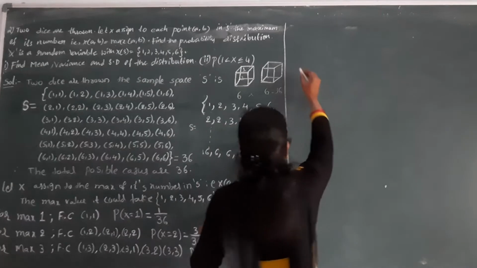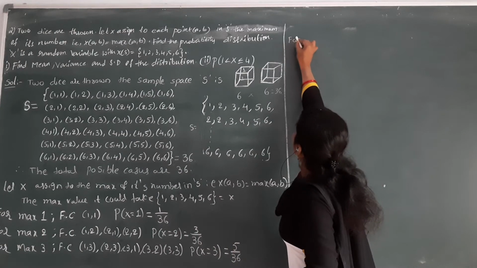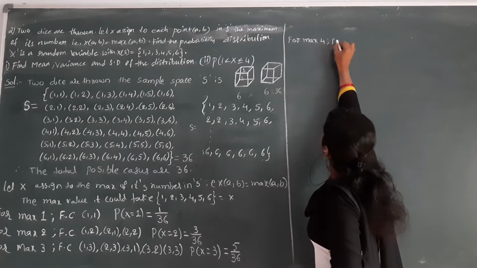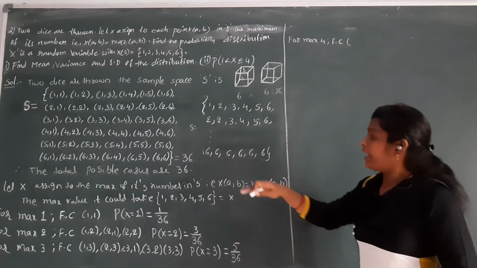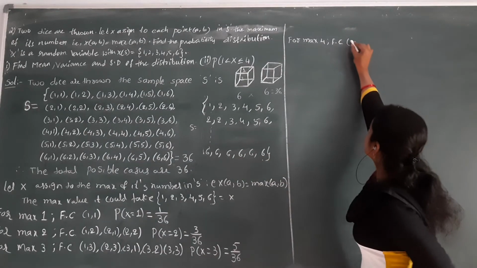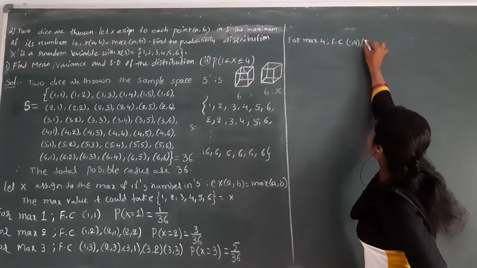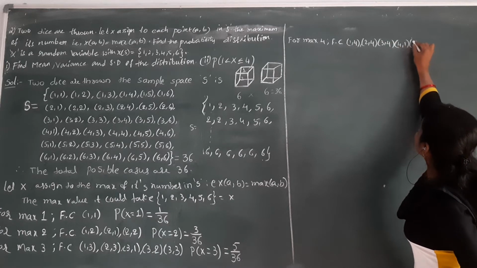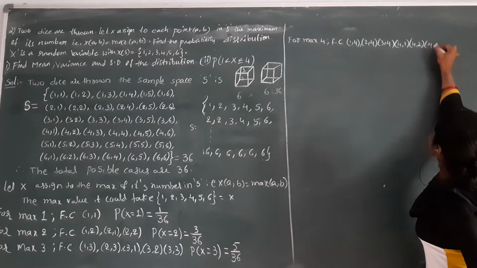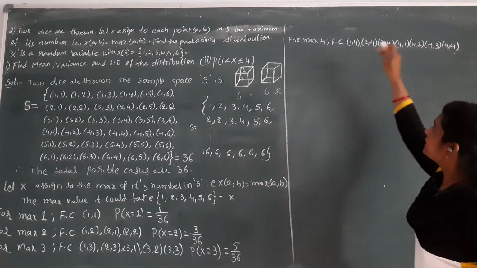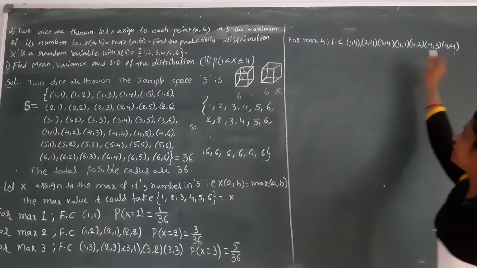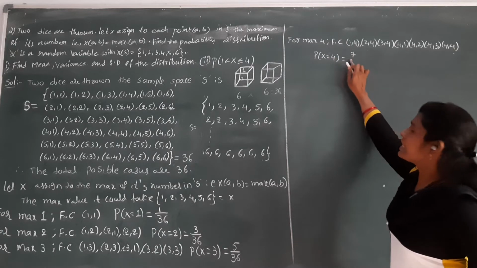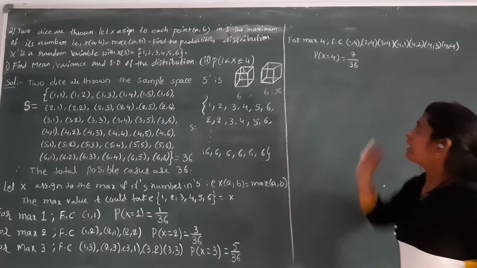Next, 4, 5, 6. For maximum 4, the favorable cases are (1, 4), (2, 4), (3, 4), (4, 1), (4, 2), (4, 3), and (4, 4). That is 7 cases. So P(X equals 4) is 7 by the total possible cases, 36.